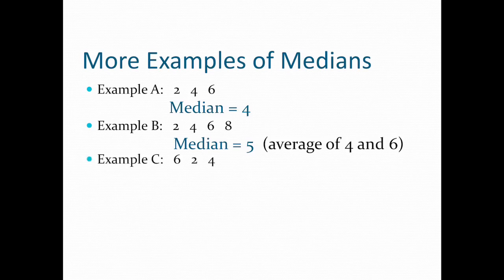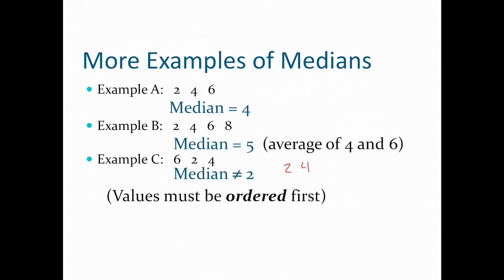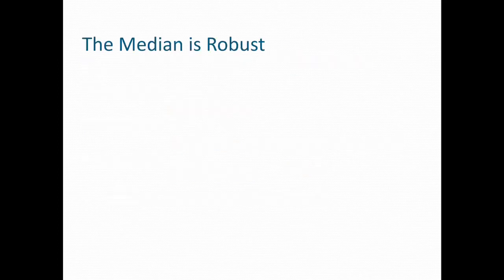And then example C, you have values of 6, 2, and 4. Now, if you said 2, that is not correct. Remember, the values have to be ordered first. We have to put these in order. So it would be the same as 2, 4, and 6, and the median would be 4. Make sure you put them in order. If you don't, you're not going to find the true median value.